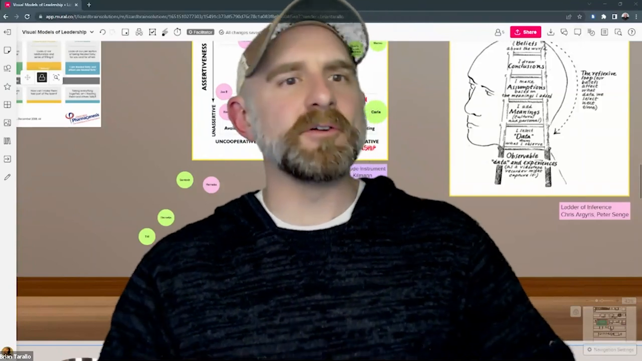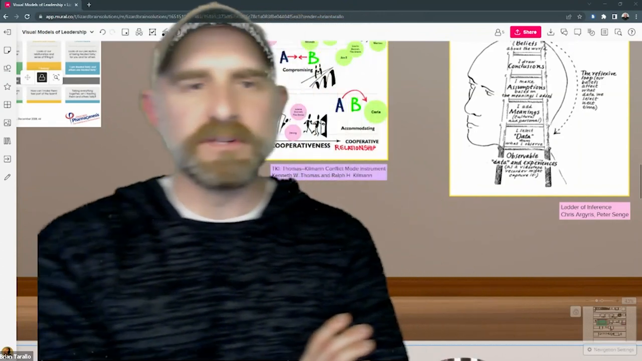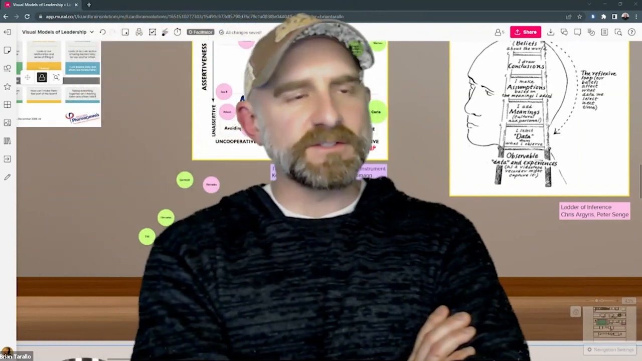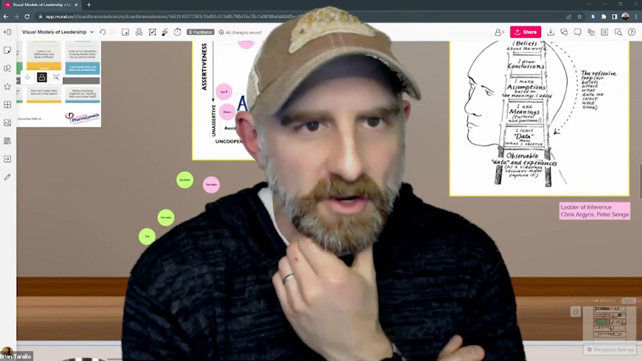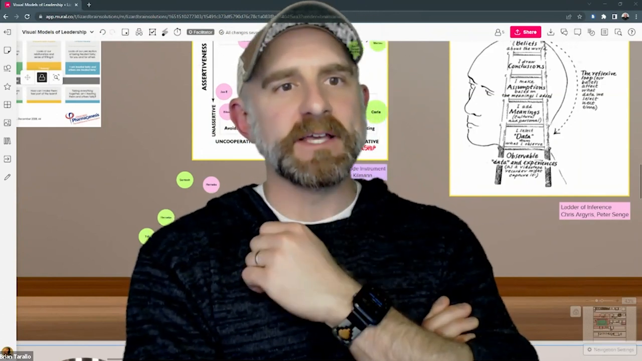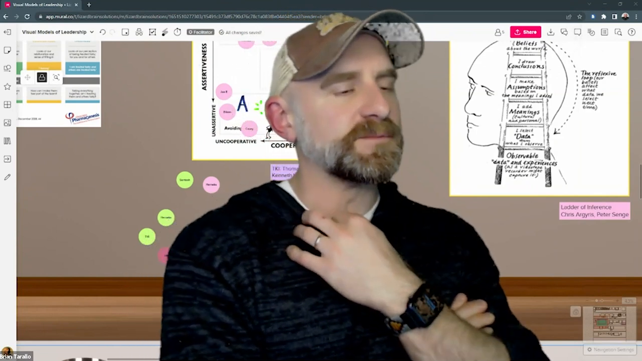This is really getting more towards a team model, even though you can give it as an individual assessment. I think it's a good one to do with teams because it'll show why Brian always seems like he's fighting tooth and nail for everything. Well, that's his go-to mode: he tends to be a competer.